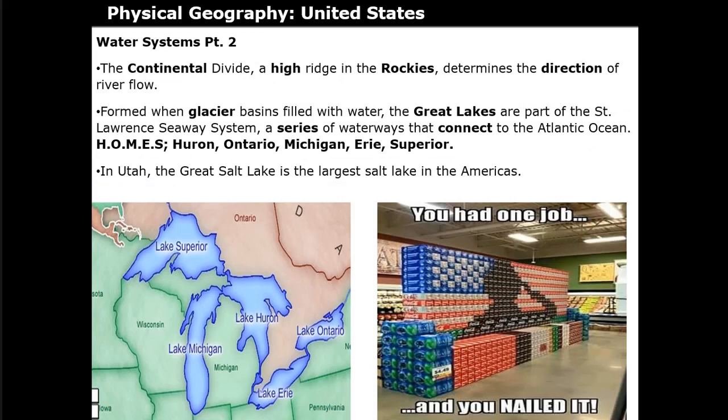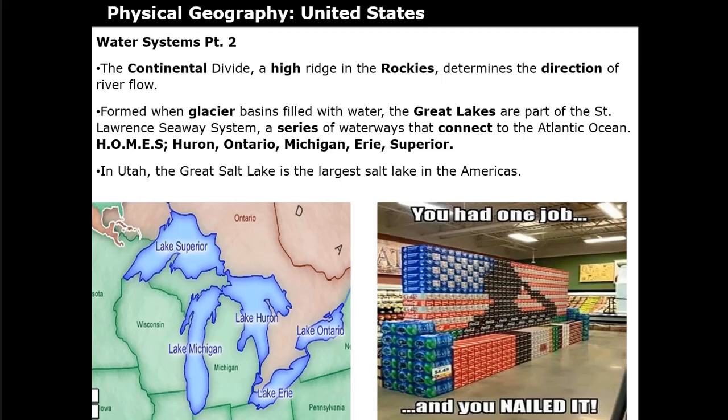And so the thing that actually determines which way the water flows in the United States is the Continental Divide, and it's the highest ridge in the Rockies. And depending on what side the water flows on, depends if the water is heading east, right? It'll head east and down into the Gulf of Mexico, or if the water is going to head west. Most of the water heads into the Gulf of Mexico, but depending on which side of the continental divide you are on determines which way the water flows.